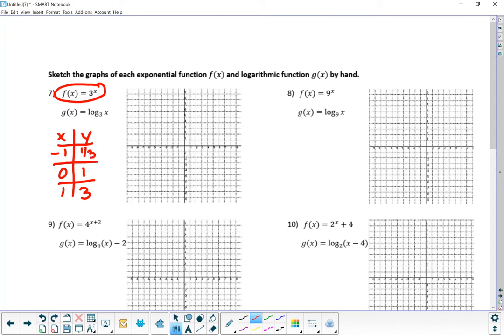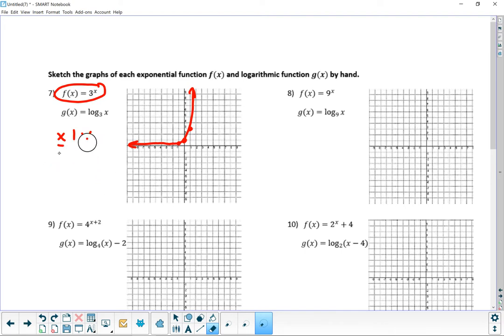So when we graph this, we'll end up with (0, 1), (1, 3), and (-1, 1/3). So it would look something like this. You can pause anytime. I'm going to go ahead and erase this.